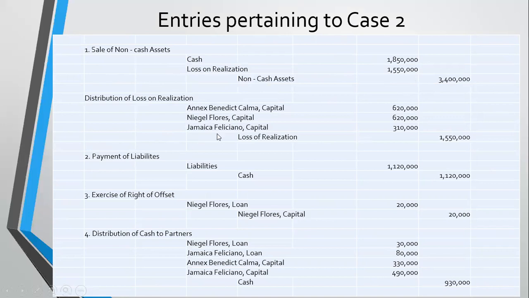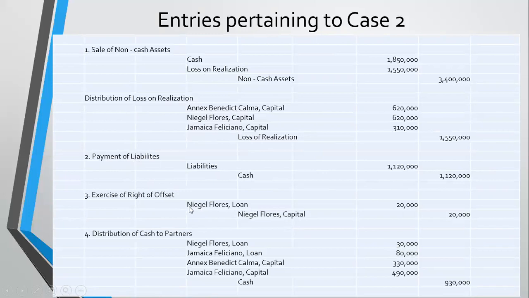So, instead of the partner's capital account being in the debit, if it is a gain, it is on the credit side. And what is in your debit? What is in your debit is gain on realization. So, that is the only difference in that entry. Okay? So, for payment of liabilities, it is the same. Exercise of right of offset.